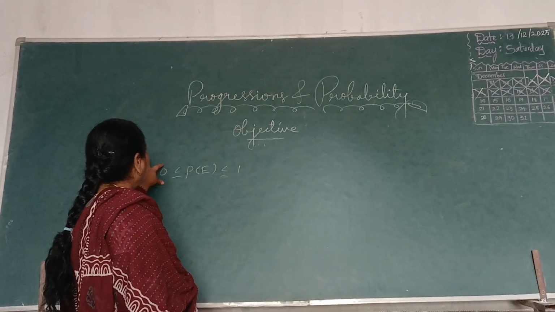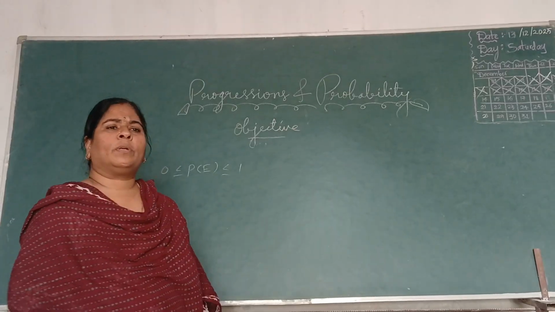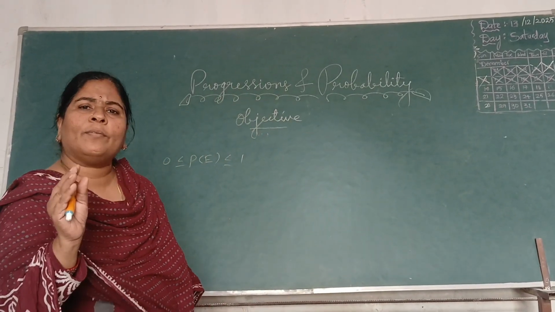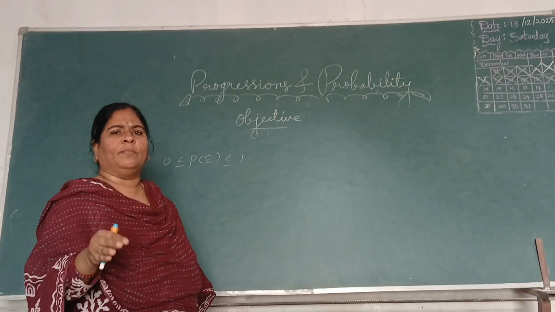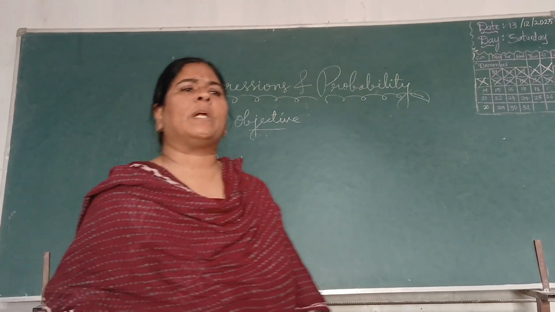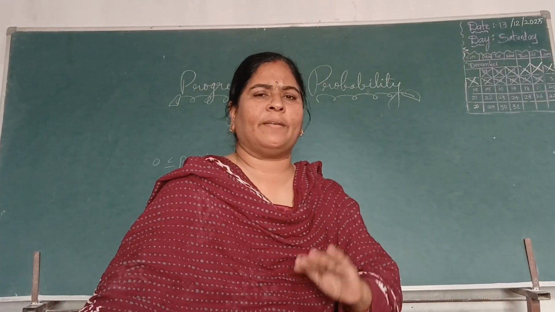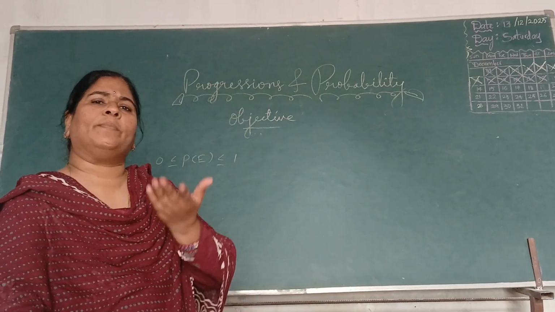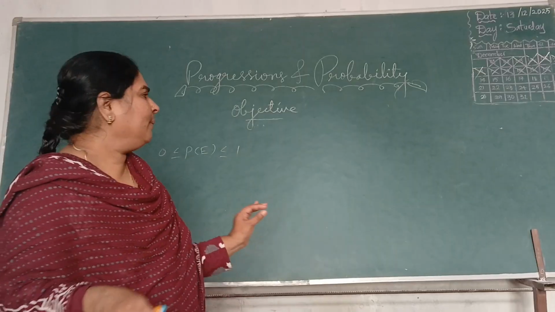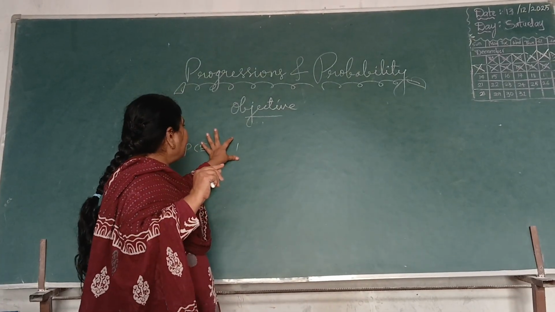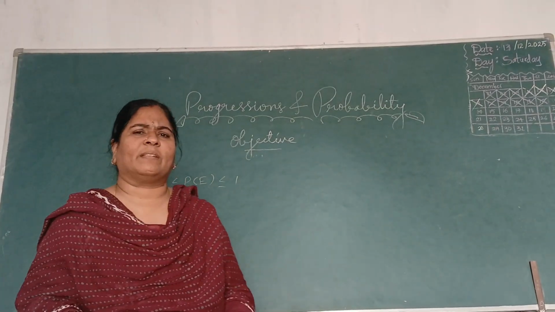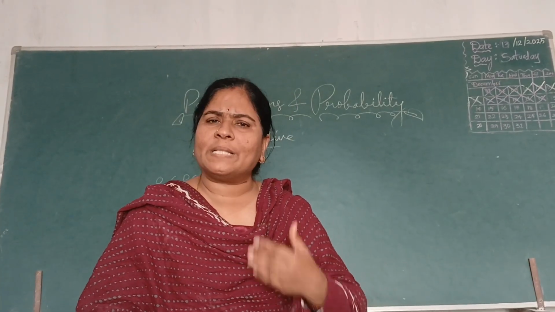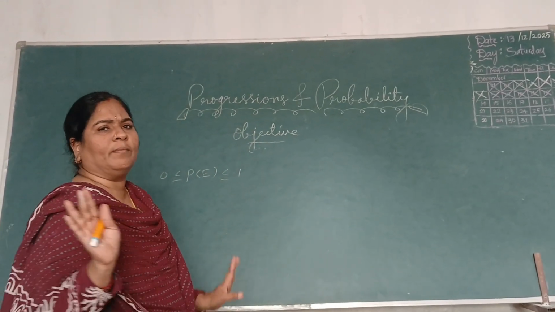If it is 0, what can we say about the probability of an event? It is impossible. The sun rises in the west, is it possible? No, madam. So what is the probability of the sun rising in the west? It is an impossible event, so 0. In the same way, what is the probability of the sun rising in the east? It is a sure event. Compulsorily it happens. So 1.